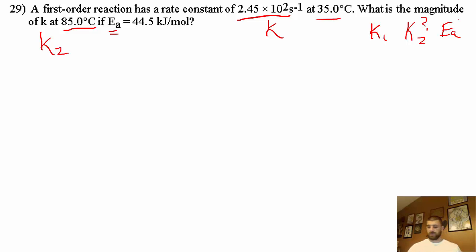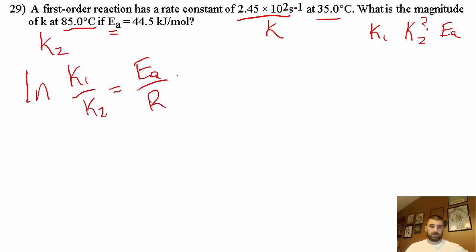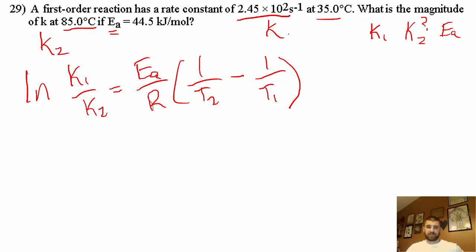All right, so should have come across this equation at some point. ln of K1 over K2 should equal the activation energy over R, and then in parentheses 1 over T2 minus 1 over T1. All right, so let's assign the K that they gave us as K1. So now we got to solve for K2. Right? We know EA, we know the temperatures, R is a constant.